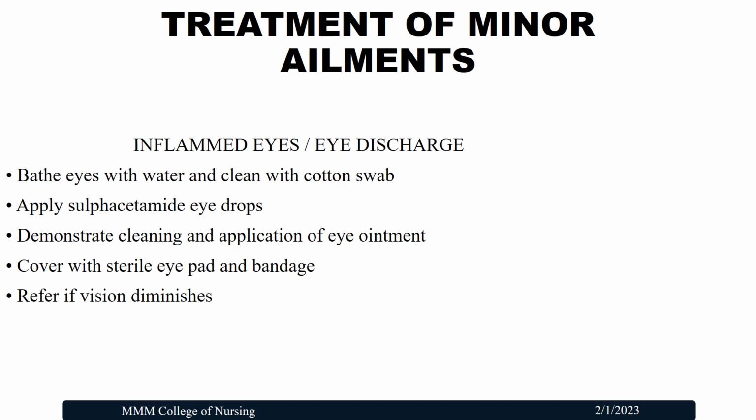Inflamed eyes or eye discharge. Bathe eyes with water and clean with a cotton swab. Apply sulfacetamide eye drops. Demonstrate cleaning and application of eye ointment. Cover with a sterile eye pad and bandage. Refer if vision diminishes.